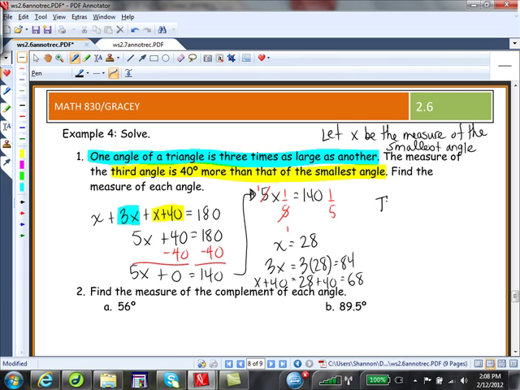So the measures of the angles are 28 degrees, 84 degrees, and 68 degrees.